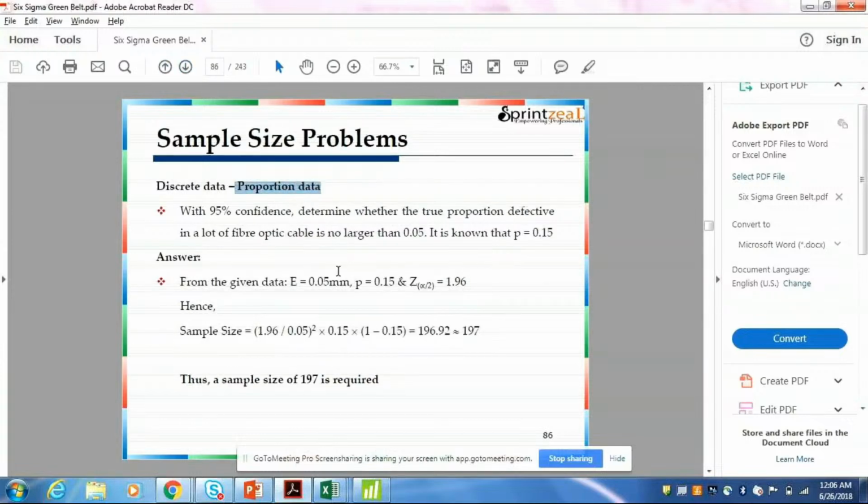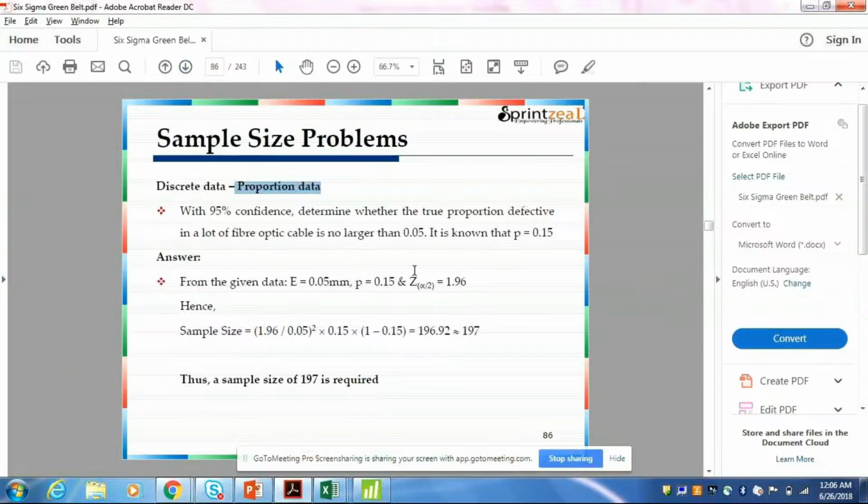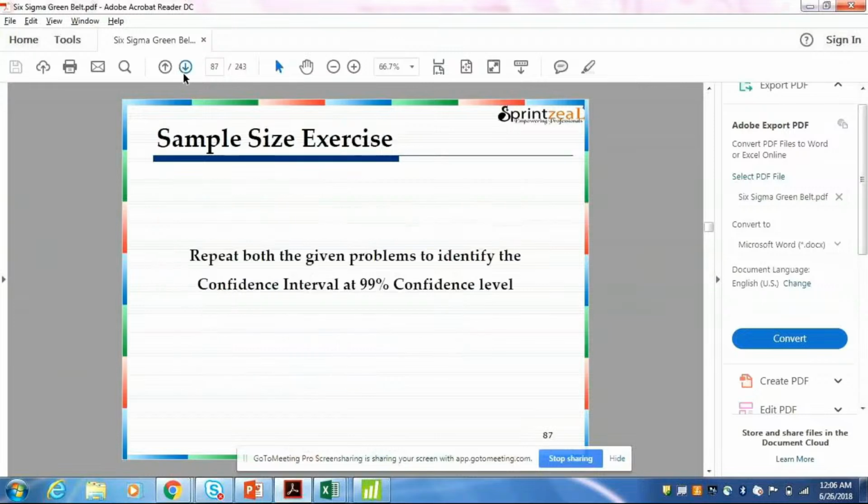For discrete data, again we have the formula to calculate sample size. All we need to do is put the figures in the formula. It is known that P, the proportion defective, is 0.15. So again simply putting in the formula, we are getting a sample size of 197.